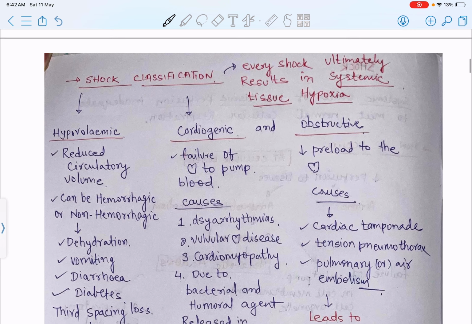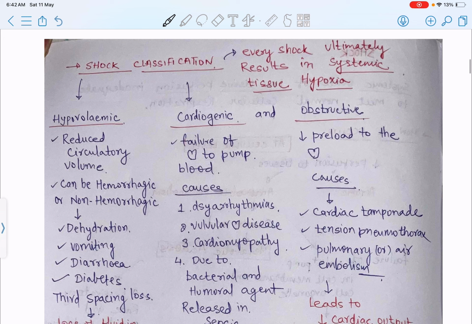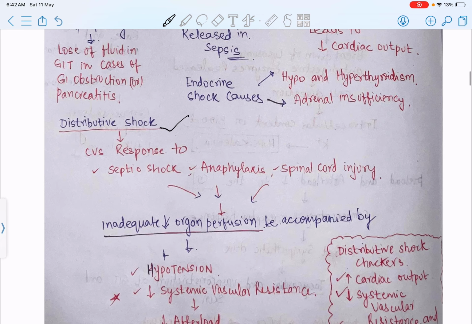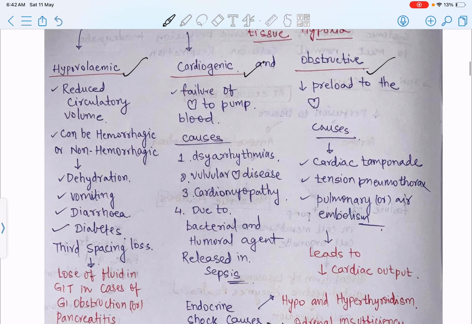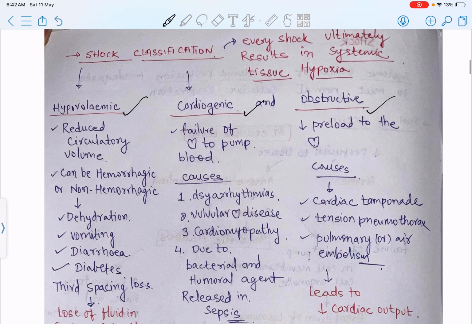Now we come to the classification of shock. The shock is classified into basically 4 types: hypovolemic shock, cardiogenic shock, obstructive shock and distributive shock. Now coming to the hypovolemic shock. Hypovolemic shock is due to reduced circulatory volume, which can be hemorrhagic or non-hemorrhagic.